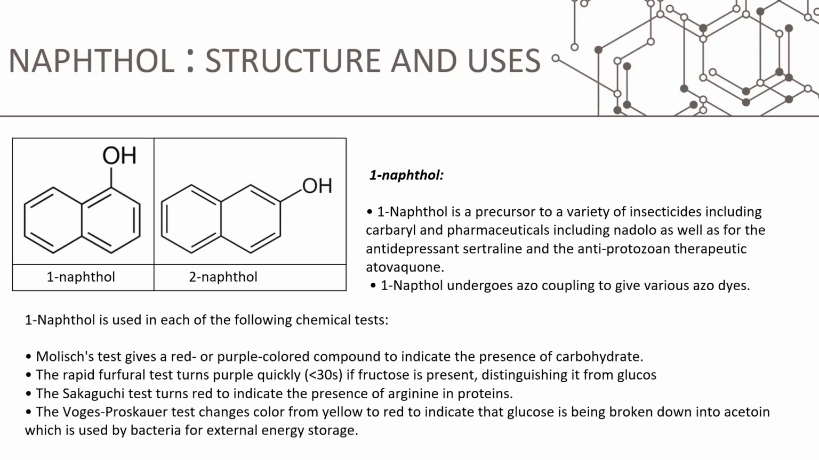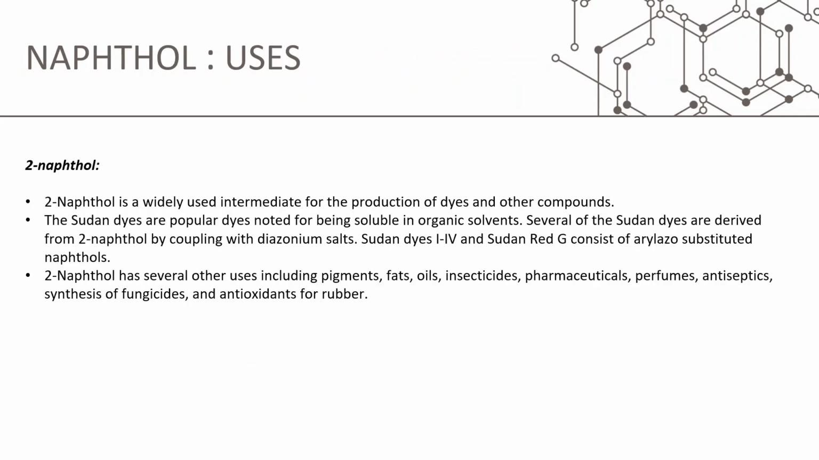One is Molisch's test, which gives a red or purple colored compound to indicate the presence of carbohydrate. The Sakaguchi test turns red to indicate the presence of arginine in proteins. Now let us see 2-naphthol uses.